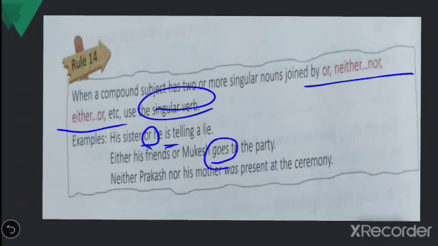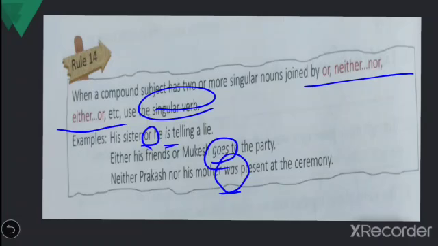Neither Prakash nor his mother was present at the ceremony. Means both are absent in a ceremony. So for these you have to use the singular verb was. Neither Prakash nor his mother was present at the ceremony.